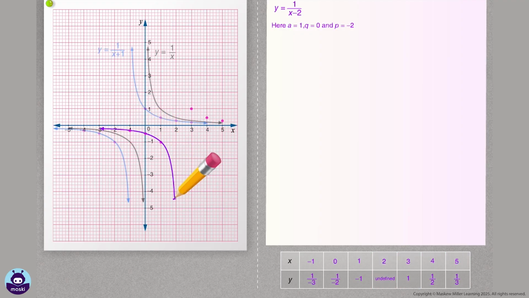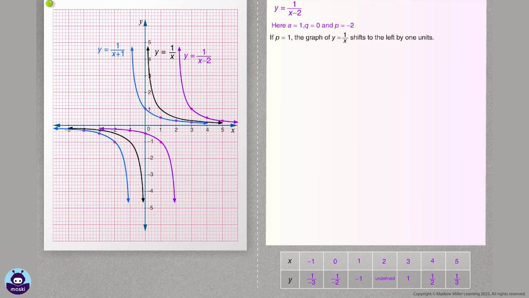Observing the graph carefully reveals that the graph of this function is obtained by shifting the graph of y equals 1 over x to the right by 2 units. The shape of the graph remains the same. Analyzing the graphs, we can conclude that we have plotted the graphs of two functions of the form y equals 1 over x plus p for different values of p, where a equals 1 and q equals 0.